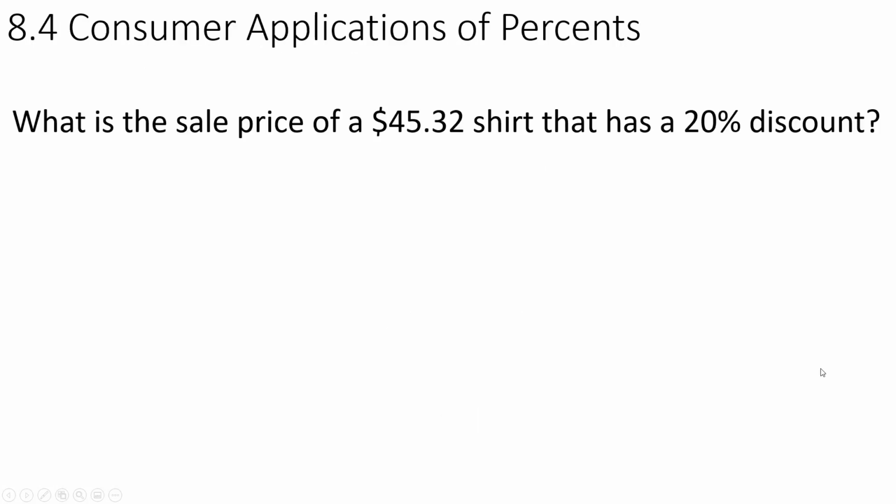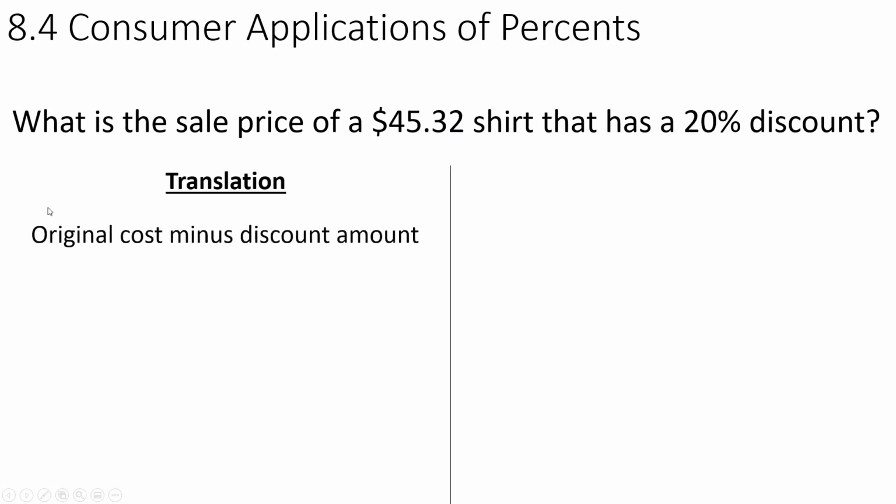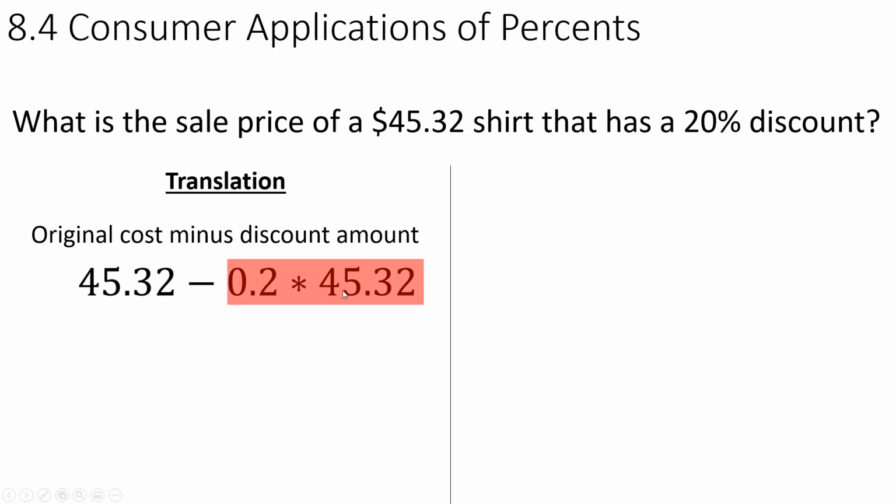All right, consumer application. What is the sale price of a $45.32 shirt that has a 20% discount? There's two ways you can do this. You can do it using a translation where you say, okay, original cost minus discount amount. If they're asking for sale price, there's two operations involved. You've got to do your 20% of the cost and then subtract it from the original price. So this is the percentage of the cost, and then we subtract it off.